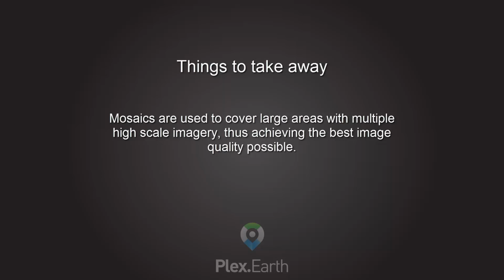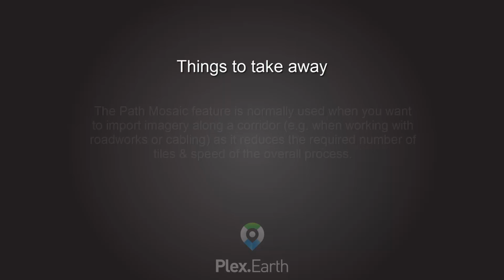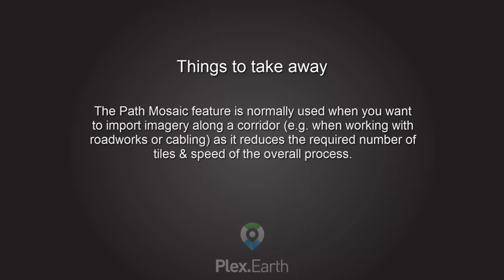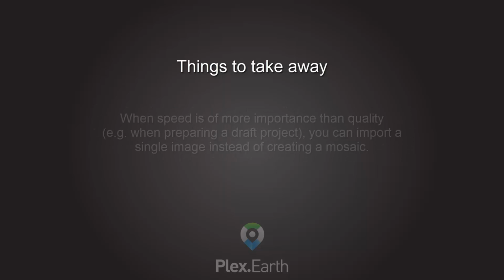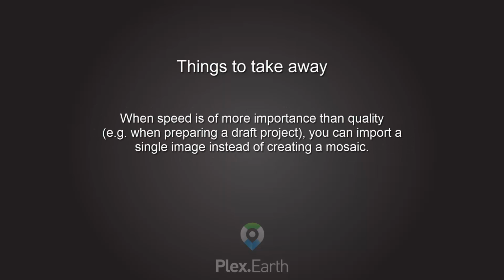Mosaics are used to cover large areas with multiple high-scale imagery, thus achieving the best image quality possible. The Path Mosaic feature is normally used when you want to import imagery along a corridor, for example when working with roadworks or cabling, as it reduces the required number of tiles and speed of the overall process. When speed is of more importance than quality, for example when preparing a draft project, you can import a single image instead of creating a mosaic.